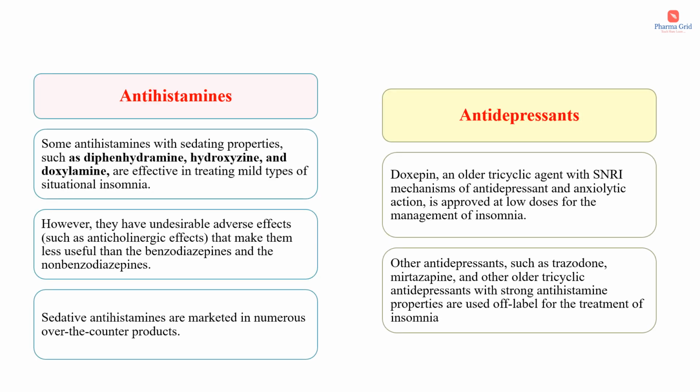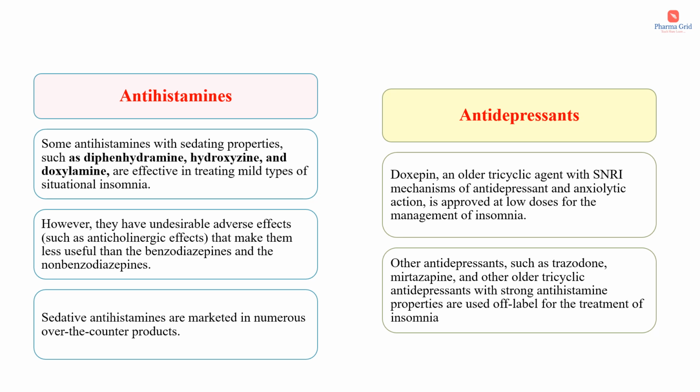Antihistamines. We all are familiar with antihistamines. So some antihistamines with sedating properties such as diphenhydramine, hydroxyzine and doxylamine are effective in treating mild types of situational insomnia. We know that antihistamines can be classified into two generations, that is first generation as well as second generation. First generation, their major side effect is sedation.